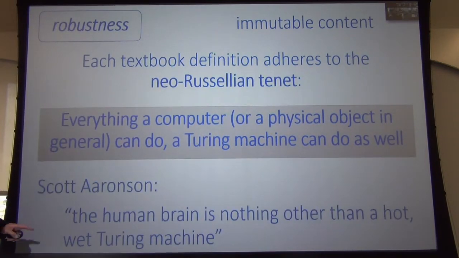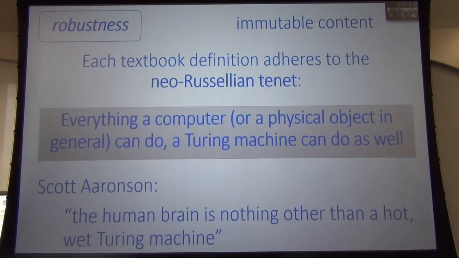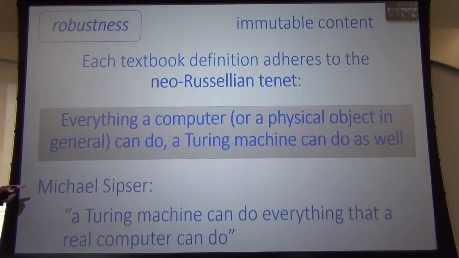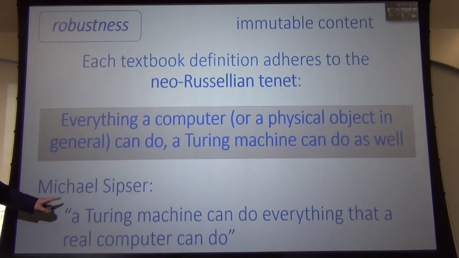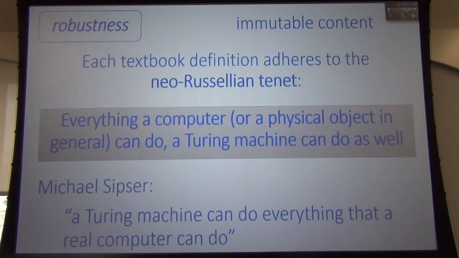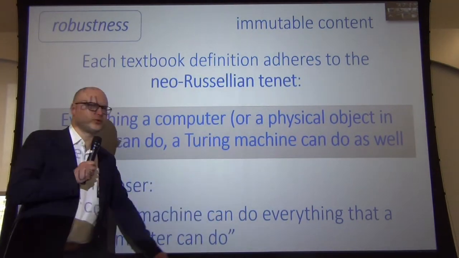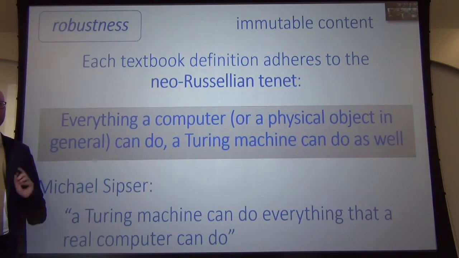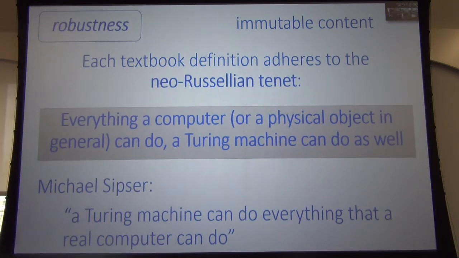For example, in Scott Aaronson's book in 2013, he says, the human brain is nothing other than a hot, wet Turing machine. And in a book that I read as a student in computer science 22 years ago, I had to accept this statement: a Turing machine can do everything a real computer can do. And you can already be a little bit philosophical about the first two and the second one. Clearly, we're talking about different categorical realms and so on and so forth. But fine. I'm not going to be too philosophical at this point in my talk.